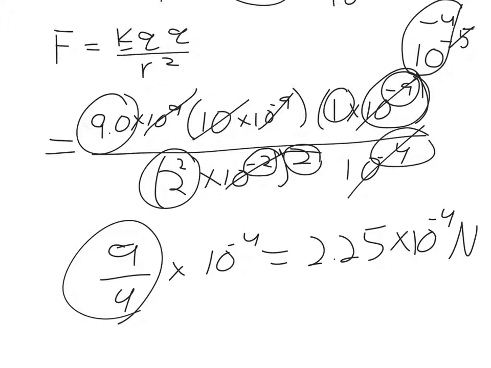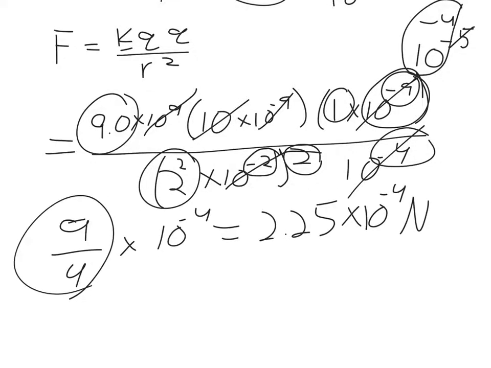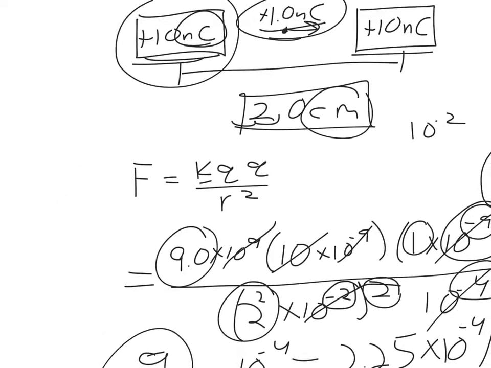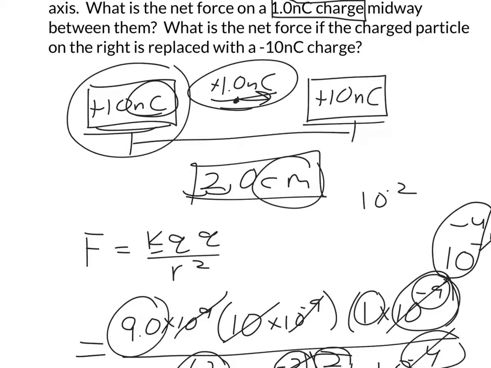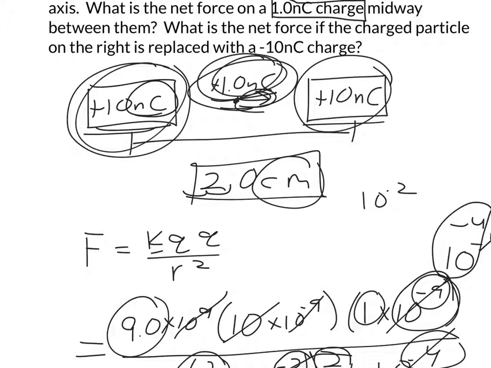Now, I need to make a point, though. That number I just got, 2.25 times 10 to the minus 4, was the force, this force right here, the force that came from this particle and this particle. Don't forget, I'm also going to get a force of this guy pushing on this guy. Now the numbers will be exactly the same, it's just going to push in the other direction.